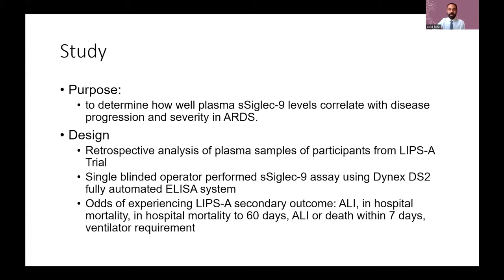We retrospectively analyzed these samples with a single blinded operator performing our soluble Siglec-9 assays using a fully automated ELISA system. We then looked at the odds of experiencing one of the LIPS-A study's secondary outcomes with an increasing soluble Siglec-9 level. The secondary outcomes were the development of acute lung injury, in-hospital mortality to 60 days, developing either acute lung injury or death within 7 days, and ventilator requirement at any time during the hospitalization.